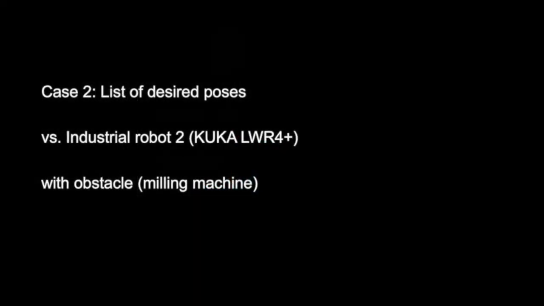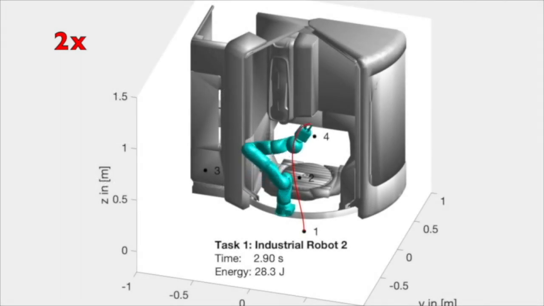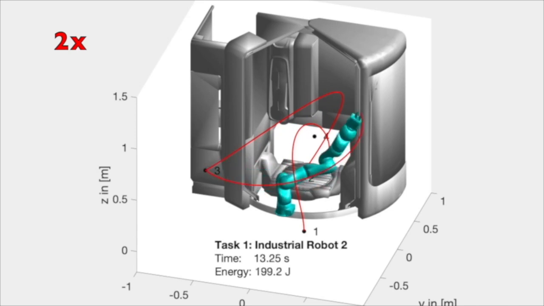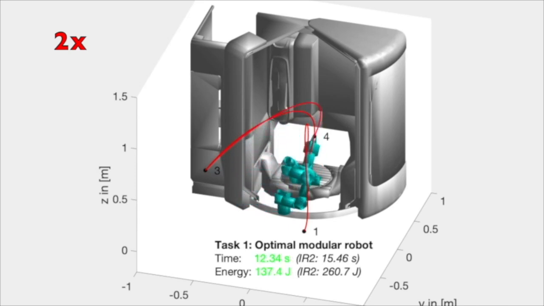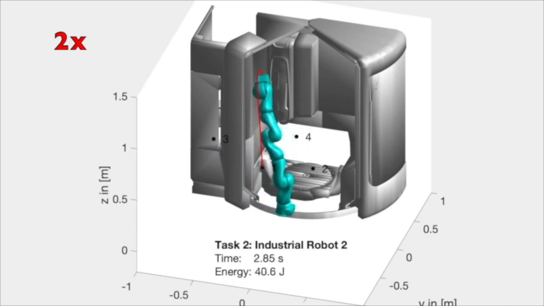At last, we look at tasks with obstacles, such as tooling for a milling machine, where we also have consistent time and energy savings. However, due to the constrained environment, the direct improvements of the modular robot are less than the obstacle-free case. When comparing paths at different lengths, we also observe reduced improvements for longer tasks.